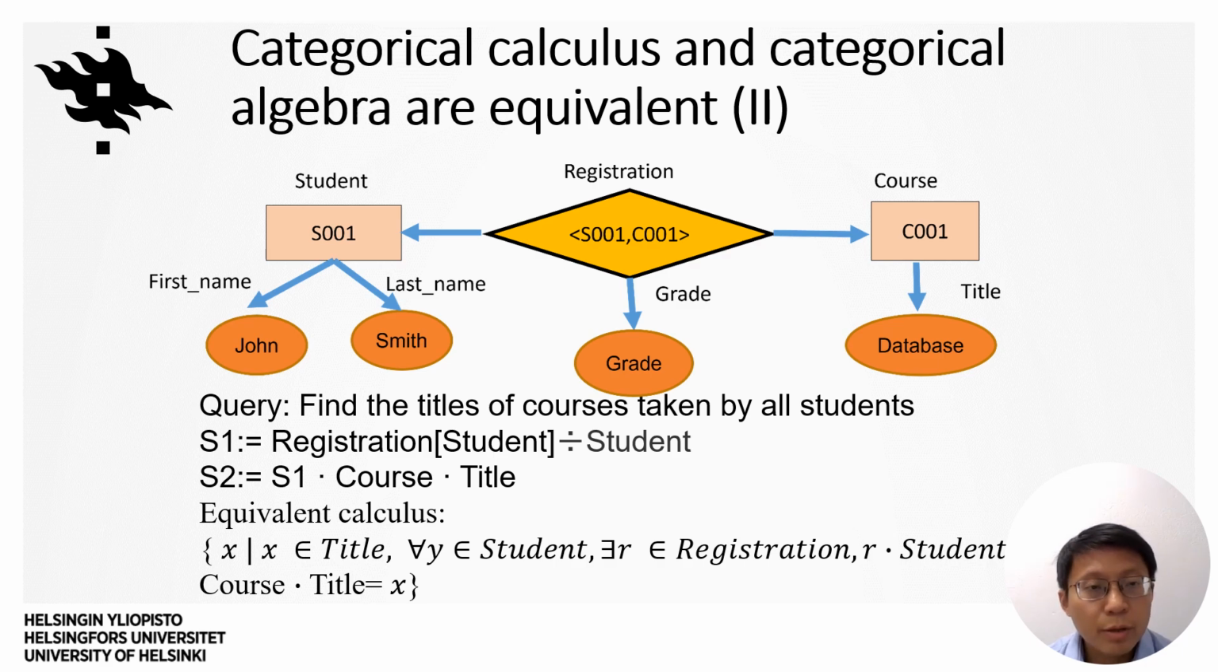In this example, we need to find the titles of courses taken by all students. In the previous example, we gave the two operators defined by the division operator. Then we can write the equivalent calculus that includes x belongs to the title and for any y belonging to the student, there exists an R which is a registration, where R's student is y and R's course title equals x. That means that we find the titles of courses which are taken by all the students.